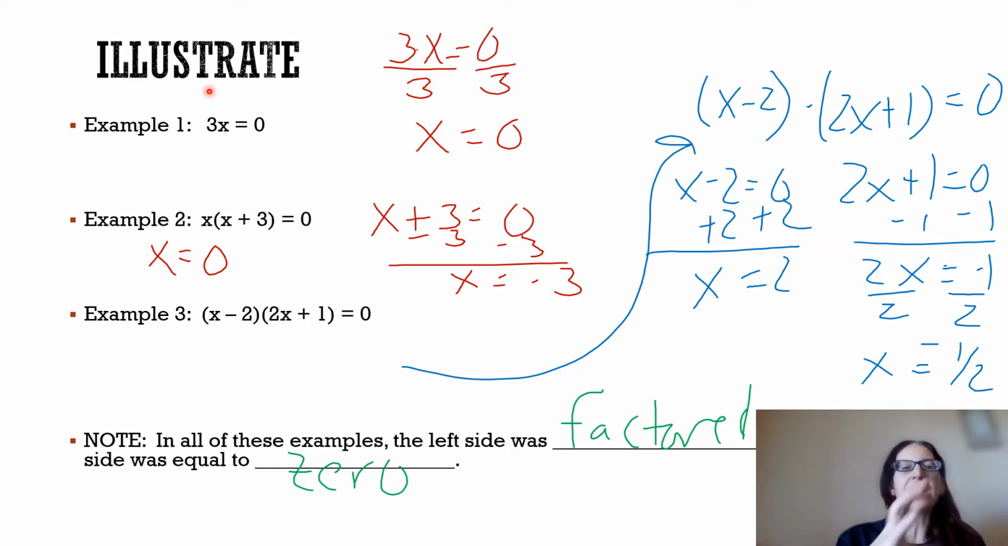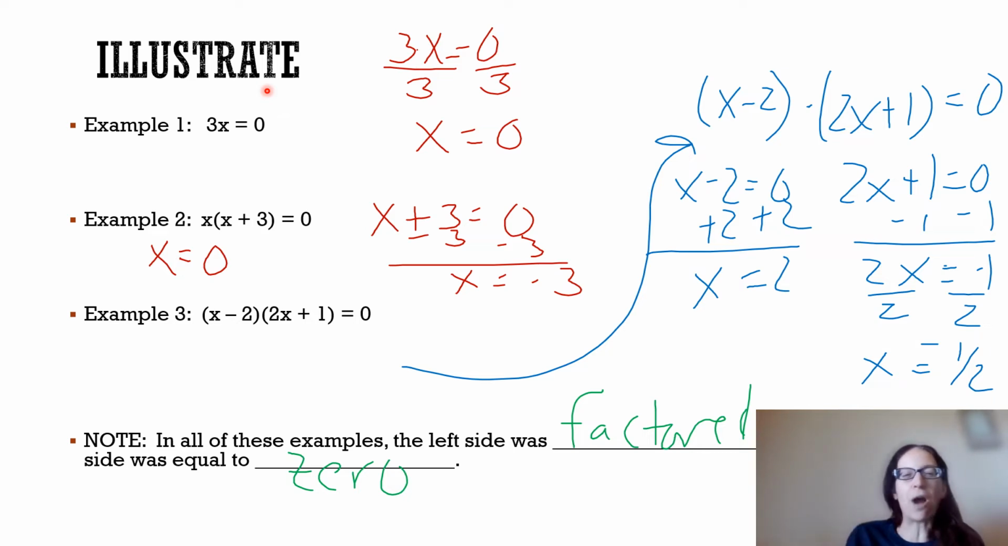Factoring means find the things that are multiplied to give me whatever I have. So right here, you factored 3 times x. In this one, it's factored with a GCF, so x times x plus 3. And in our last one, we have x minus 2 times 2x plus 1. All of them are equal to 0. And on the right-hand side, you have a 0.